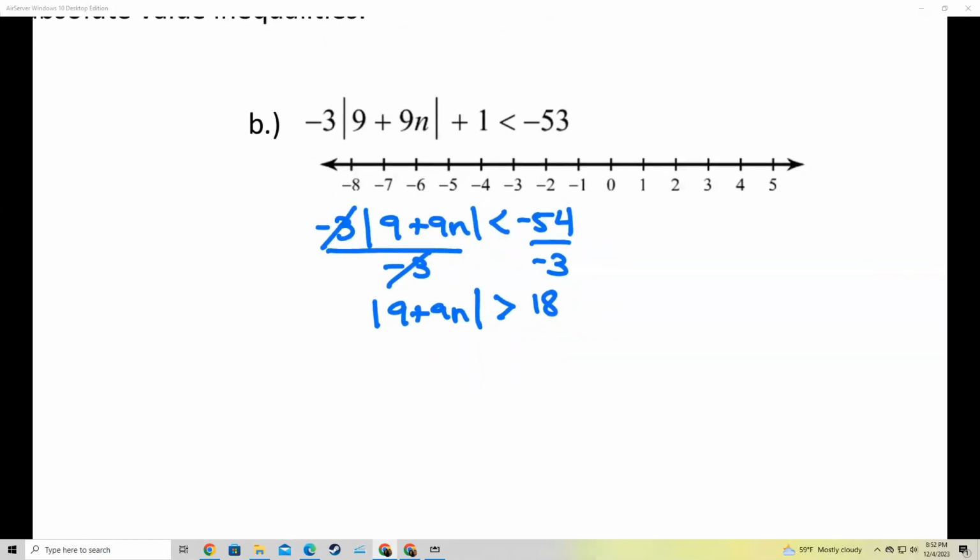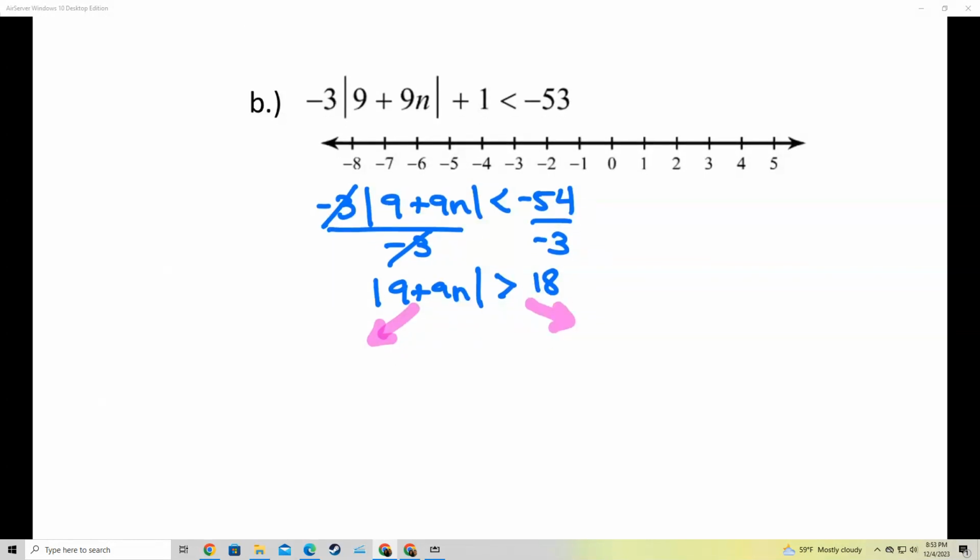In this case, because my absolute value is pointing to the right, this is the split method. So I'm going to split this into two different inequalities. The first inequality, you're just going to keep everything. So that's going to be 9 plus 9n is greater than 18. This one you're going to keep. The other one you're going to keep flip. So we're going to go KFF.